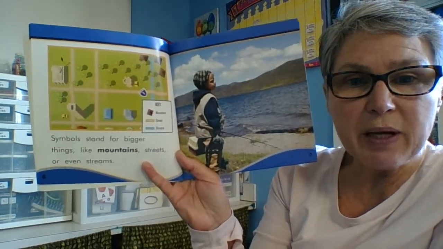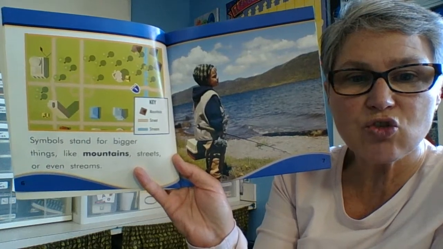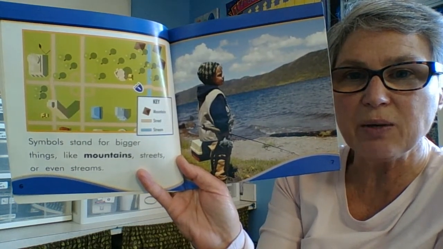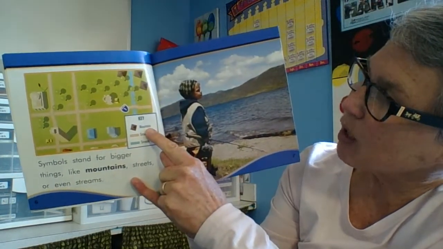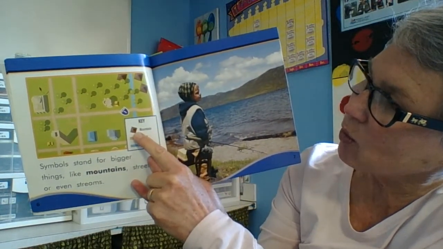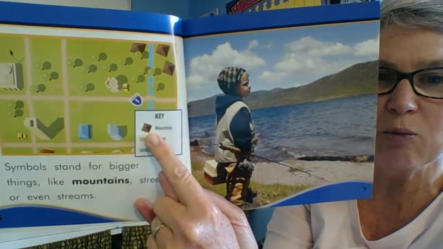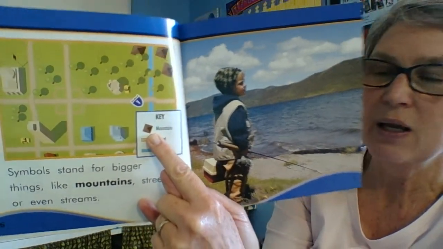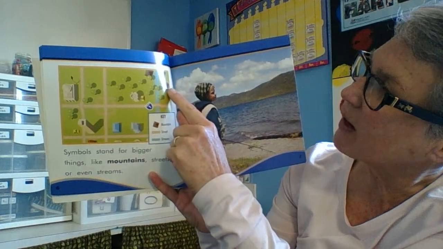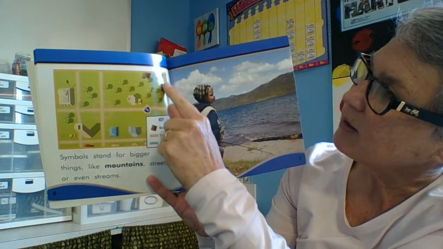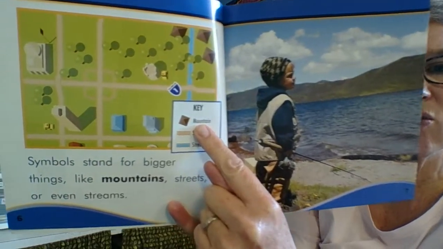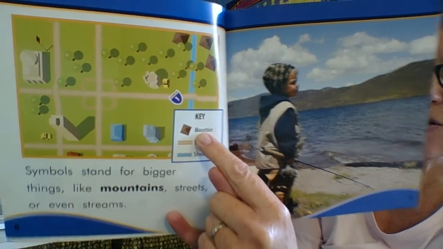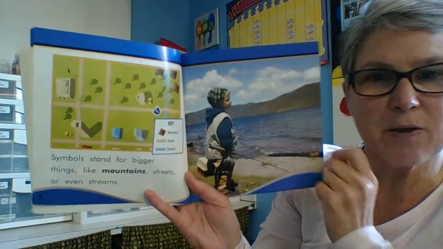Symbols stand for bigger things like mountains, streets, or even streams. So if we were looking for mountains on our map, here's our key, and we know what that symbol now means. It means mountain. And if I look at the map, I can find, here they are right here. I like how they used a pyramid, a 3D shape, to represent the mountains on the map.